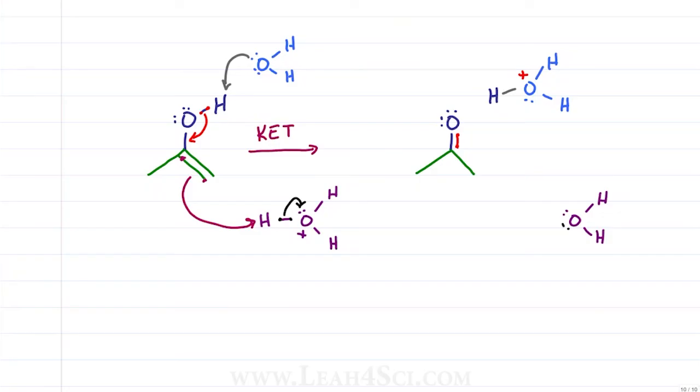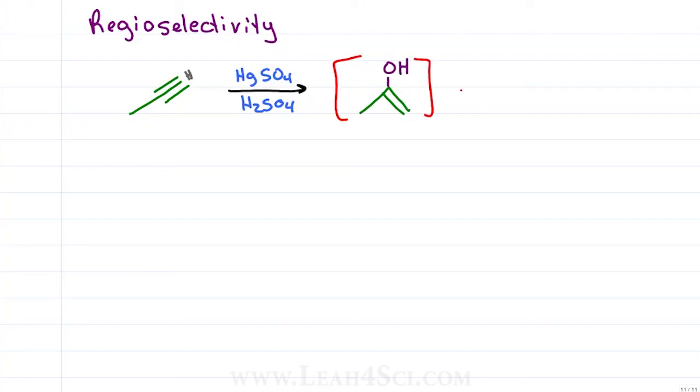As a reminder, since catalysts have to be regenerated in solution, we started with an acid catalyst and we reformed another hydronium acid catalyst in solution, and of course the ketone, which is our final product. Let's review the regioselectivity of this reaction. When we started with the terminal alkyne, don't forget that invisible hydrogen, we followed Markovnikov's rule to get an enol with the alcohol on the more substituted carbon, which ultimately gave us an internal carbonyl or a ketone.